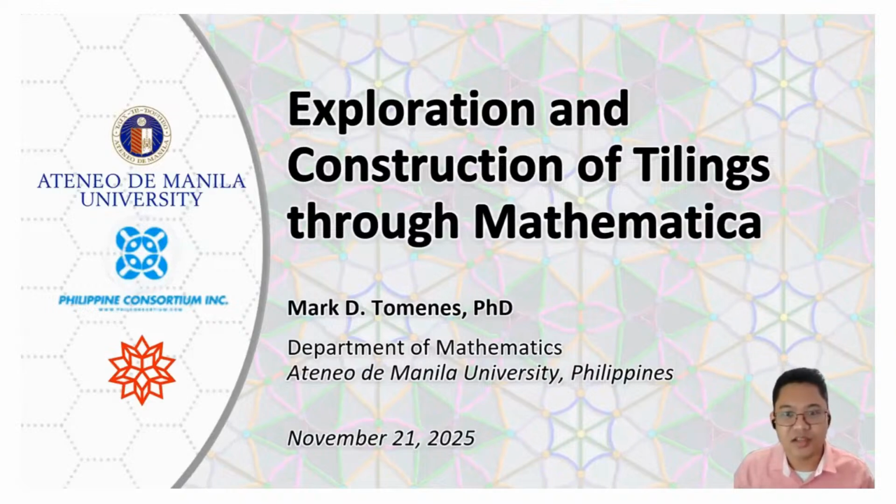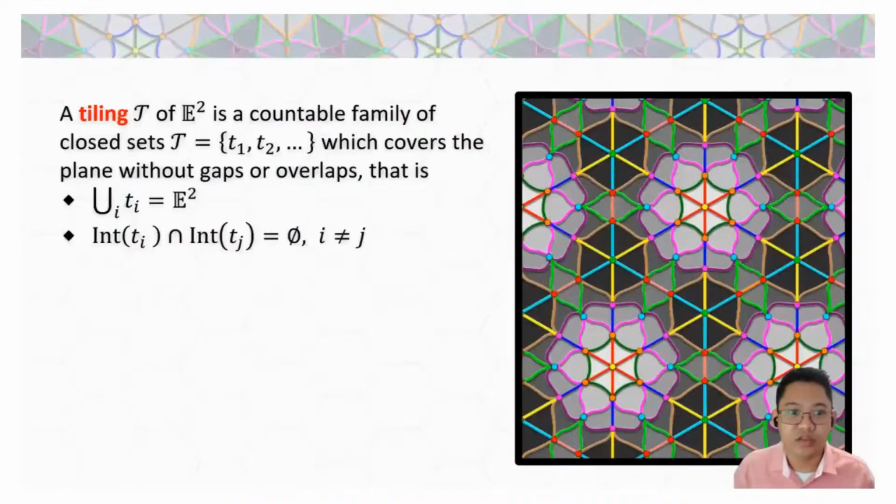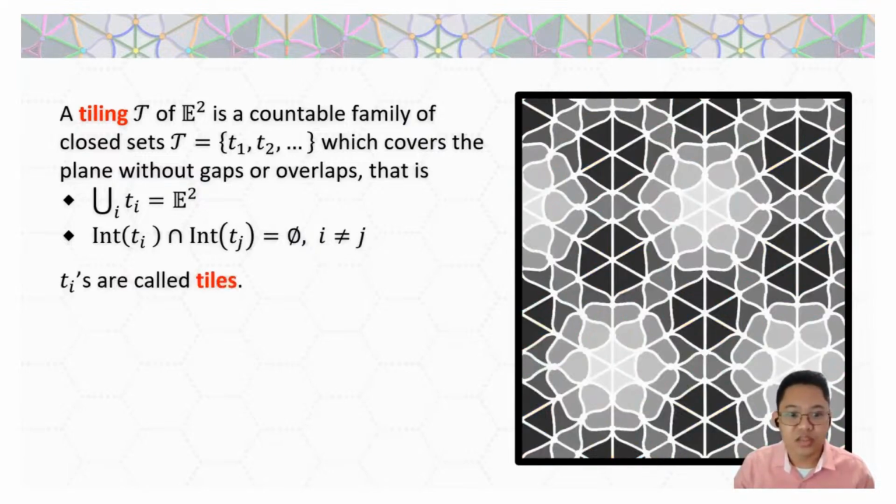let's begin with some definitions and concepts so that we can fully understand what's happening when we are constructing tilings. First, we define what a tiling is. It is just a countable family of closed sets which cover the plane without gaps or overlaps. So essentially, you can think of your usual floor tiling, wherein we have what we call the tiles. These tiles that you can see in the floor tiling cover the plane, the whole floor, without gaps, and there are also no overlaps. So that is what tiling is intuitively.